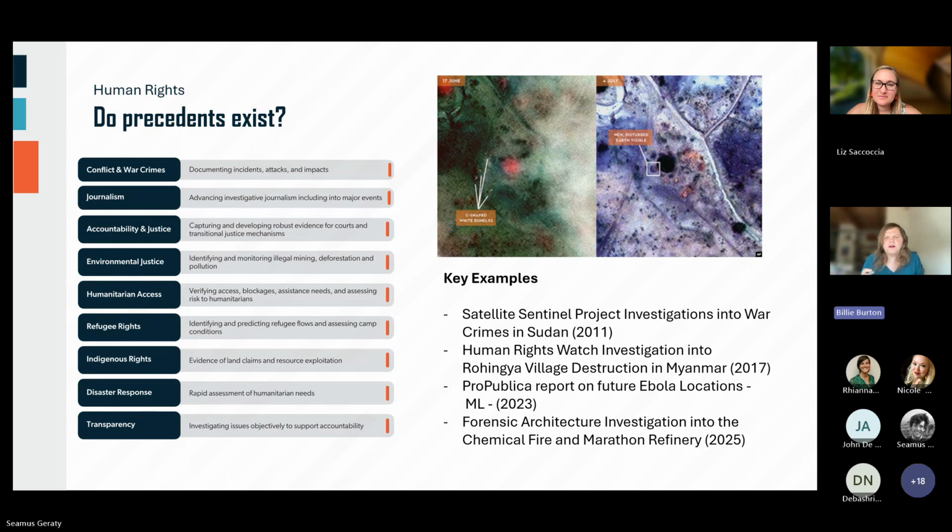As a quick comparison here, we started out with this war crimes work in Sudan, and then similar work in Myanmar. But we've also seen the use of new technology, which I'll touch on later, thinking about where Ebola could strike next and the human rights ramifications of that. And also Forensic Architecture has done this incredible investigation into pollution and communities living downwind of a chemical fire. All these things are human rights based and focused, and they're all facilitated by Earth observation now, and that wouldn't have been done 5 years ago.